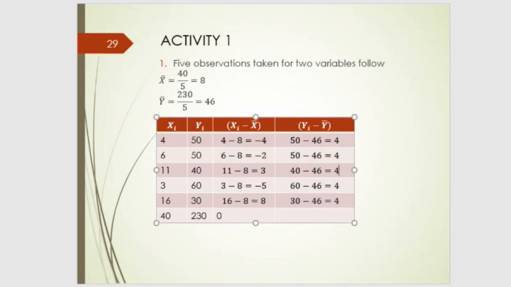Then 40 minus 46. It should be minus what? Negative 6. Oh, sorry. 60 minus 46, 14. Okay. Then 30 minus 46. Let me check. So it is negative 16, because 30 is smaller than that one. All right. So this is what we have.